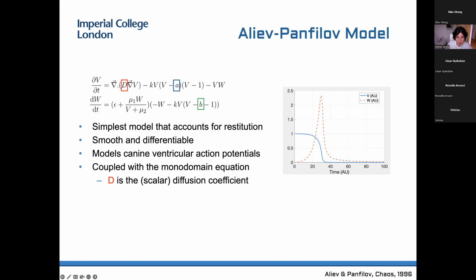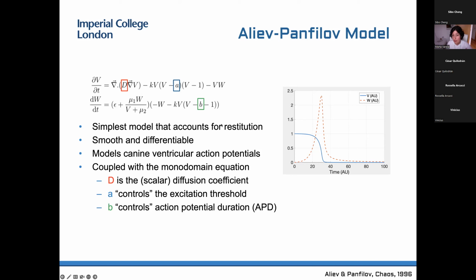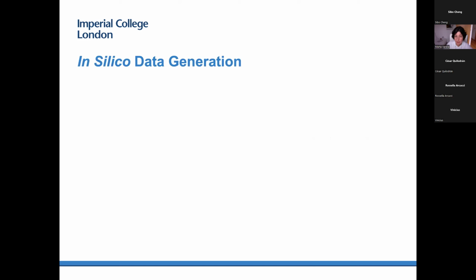it has these three parameters that our network is going to be asked to estimate later: the diffusion coefficient, scalar throughout, so it comes out of this bit here; A, which is linked to the excitation properties of the cell; and B, which is linked to the duration of the action potential, so whether it's longer or shorter. And so these are the parameters that the network will estimate later.